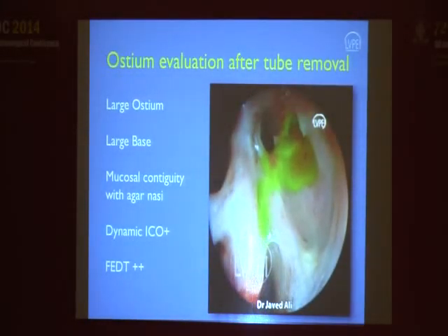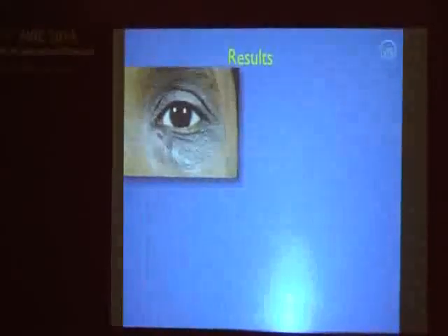On ostium evaluation after tube removal at the end of 6 weeks, we observed that the ostium was large. All the ostia were large. They had a large base. The most important thing was there was a mucosal contiguity with the nasal mucosa, and the functional endoscopic dye appearance test was positive. On endoscopy, when we put the fluorescent dye in the eye, with each blink the dye was appearing through the ostium. That showed even the functional success of the case.